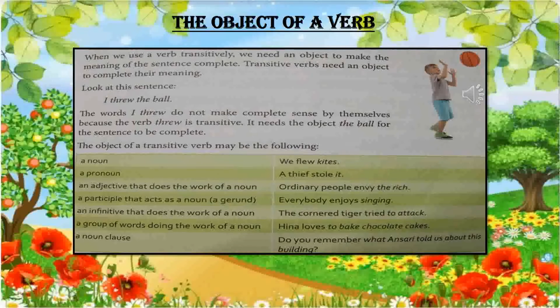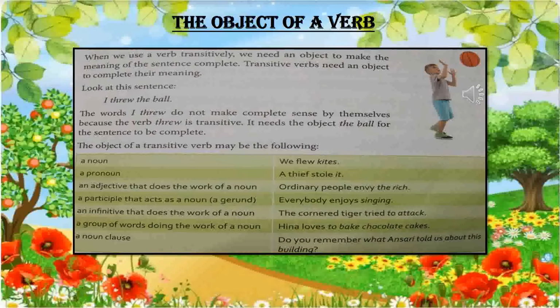In the second sentence, a thief stole it. Here the pronoun it is placed as the object. In the third sentence, ordinary people envy the rich. Here the adjective the rich does the work of a noun. In the fourth sentence, everybody enjoys singing. Here singing, the gerund, is a participle that acts as a noun.